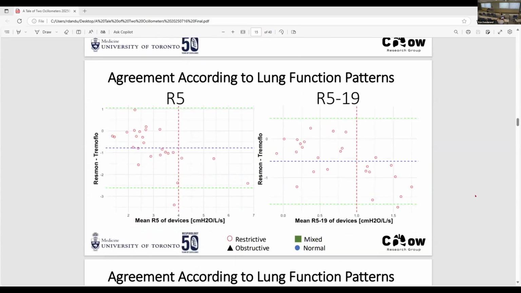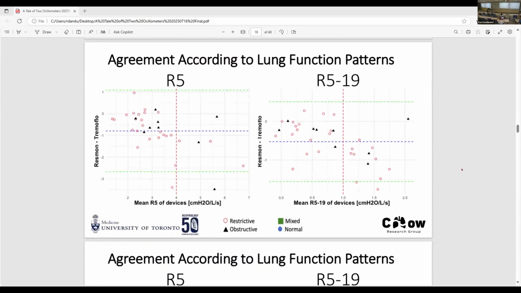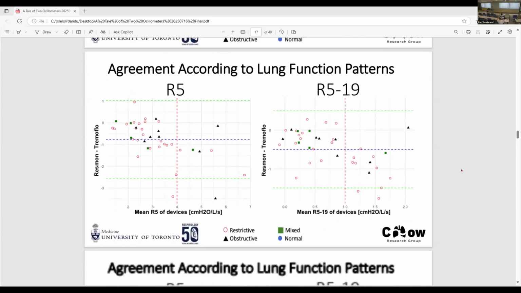The Bland-Altman plots were regenerated, taking into account the PFT classifications. And for the restrictive patients, the obstructive patients, as well as the mixed patients, there is no strict pattern present, indicating that it is not the type of disease that causes the disagreement in the devices, but it is the severity of the disease.